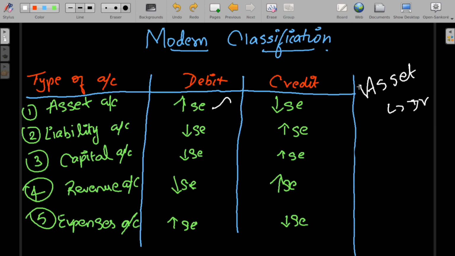For example, you purchase a building. When you purchase a building, an asset is created. Thus, this increases your asset, and thus you debit. And when you sell the building, your asset decreases and you credit.